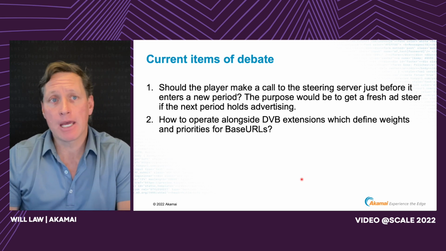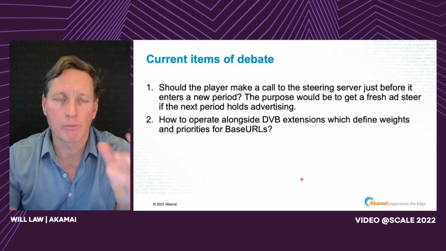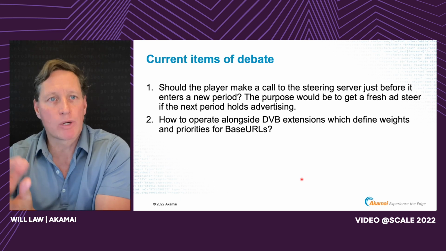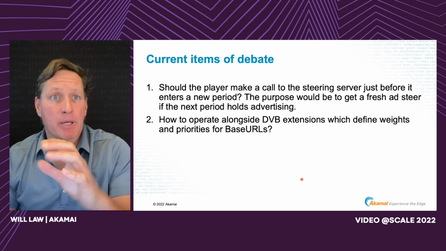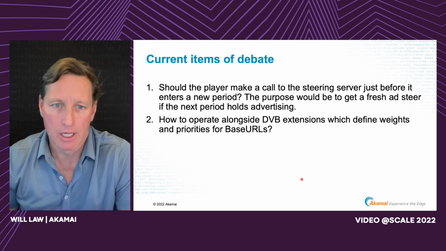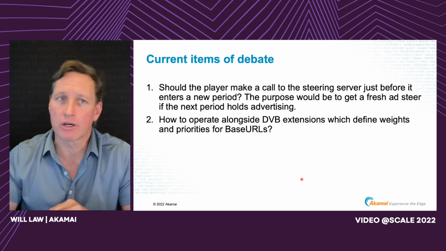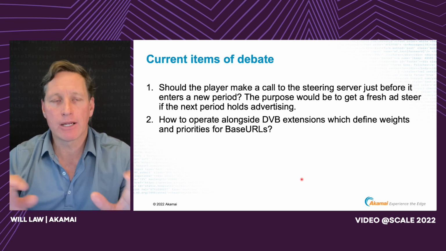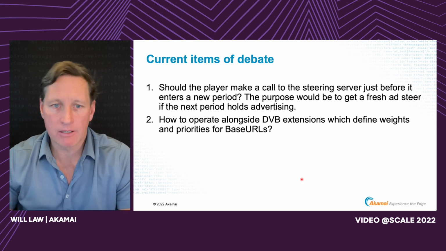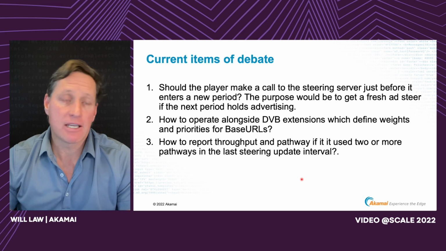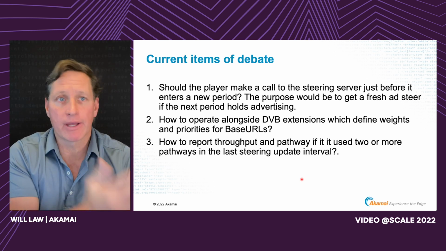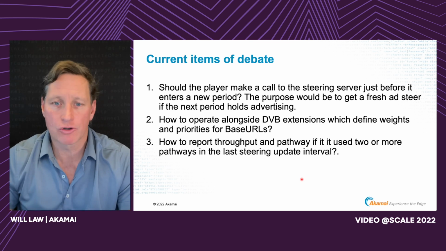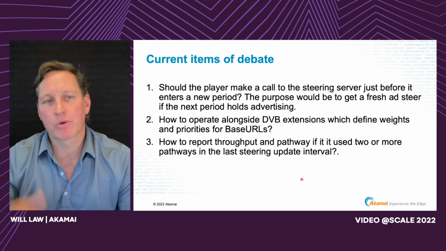What about DVB? In their variant of Dash, they define a pretty complex combination of weights and priorities, which allow a player population to switch over between different base URLs, but not in a coordinated fashion, but with strict rules for doing so. The current thinking on this is that you should not use content steering and the DVB solution because they're two approaches to the same end, and they're really not that compatible with each other. So that's something we might need to formalize in the spec. And DVB may want to use content steering. It wasn't available when they formed their spec, and they may want to adopt it as an optional mode for DVB-based distribution and control. And then what about throughput and pathway if you've used more pathways?